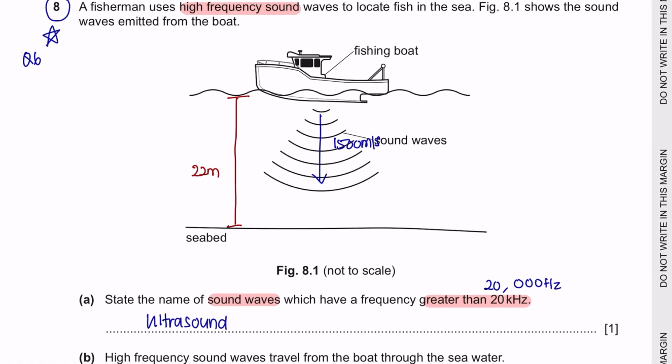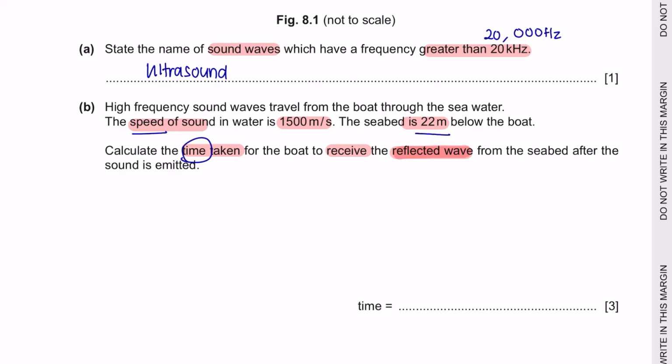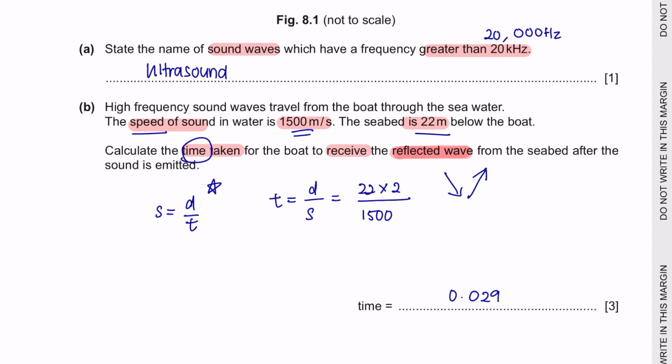So we would like to know how much time is taken for it to reach the bottom of the seabed and then reflects back. So that means it traveled 22 meters downwards and 22 meters upwards. So the total distance would be 22 times 2, which is 44 meters. To calculate time when given speed and distance, we can use the formula of speed equals to distance over time. And rearranging it, we will get time equals to distance over speed. So the distance is 22 times 2 as it goes down and then gets reflected up. And the speed is 1500 meters per second. So the answer is 0.029 seconds.